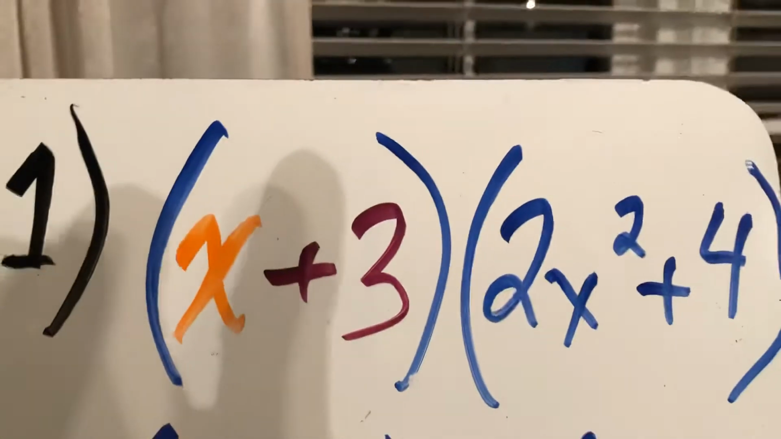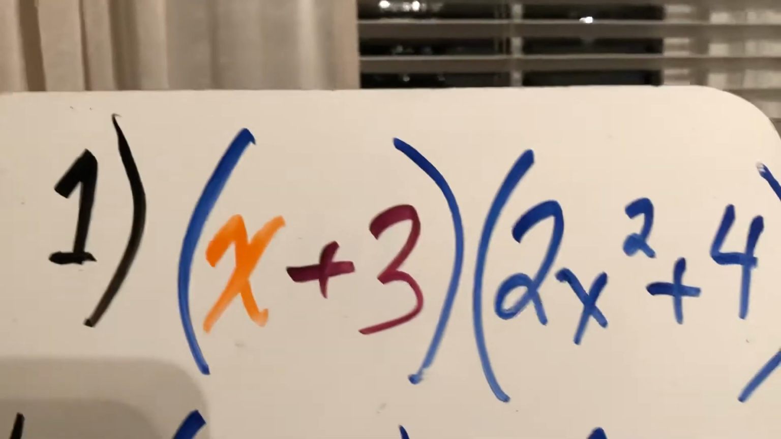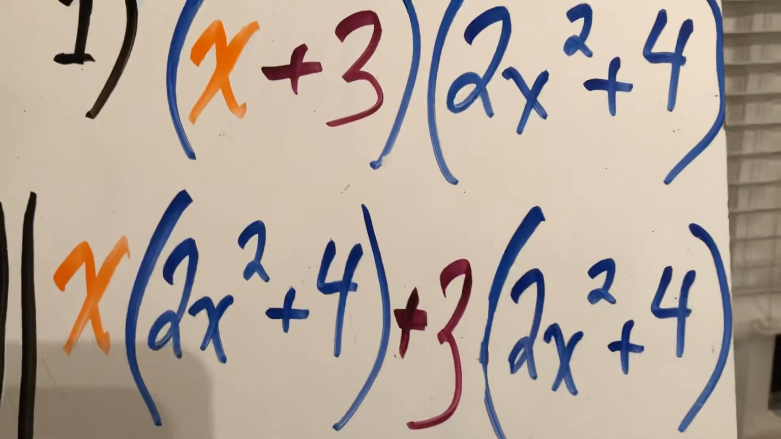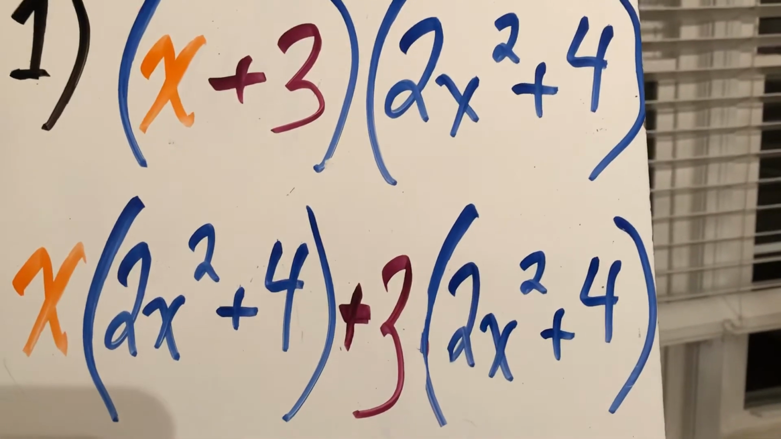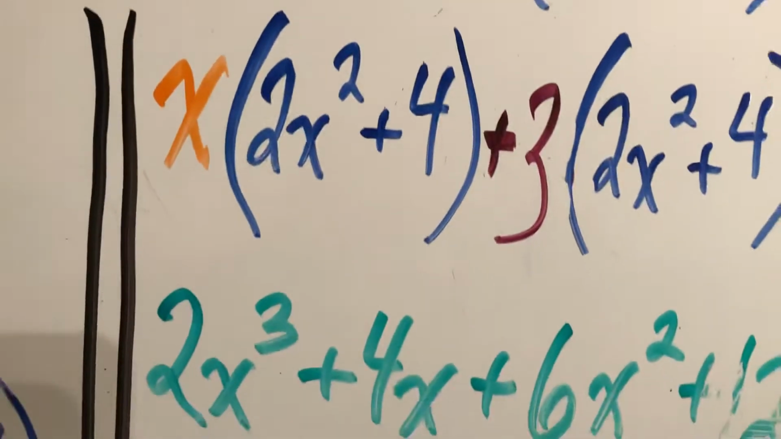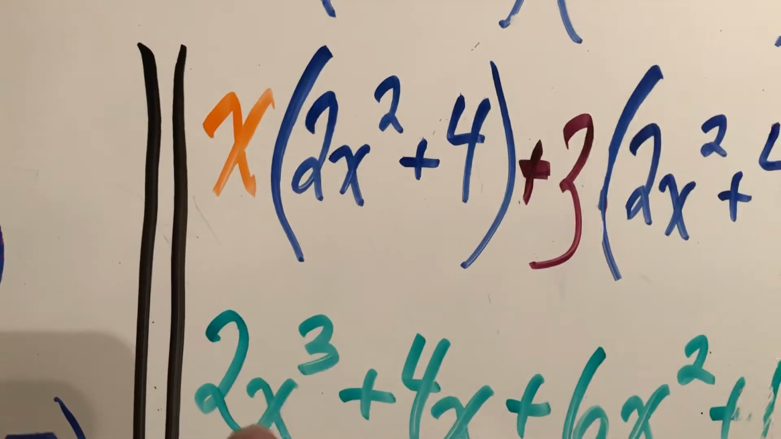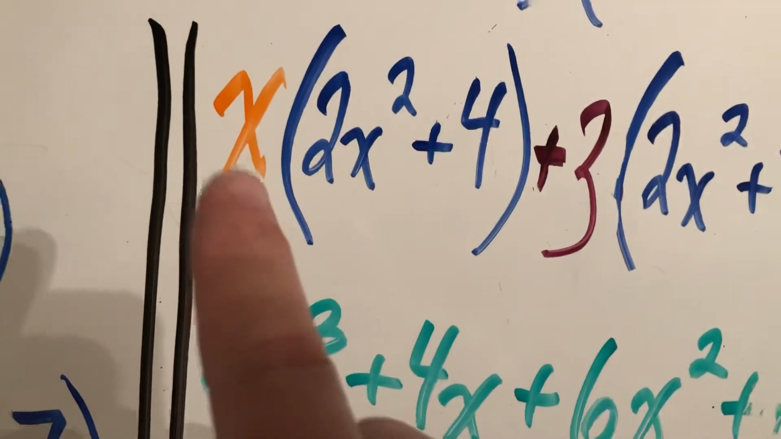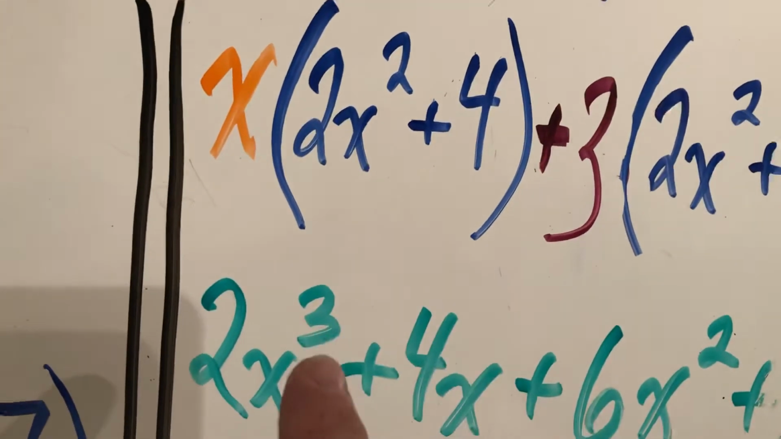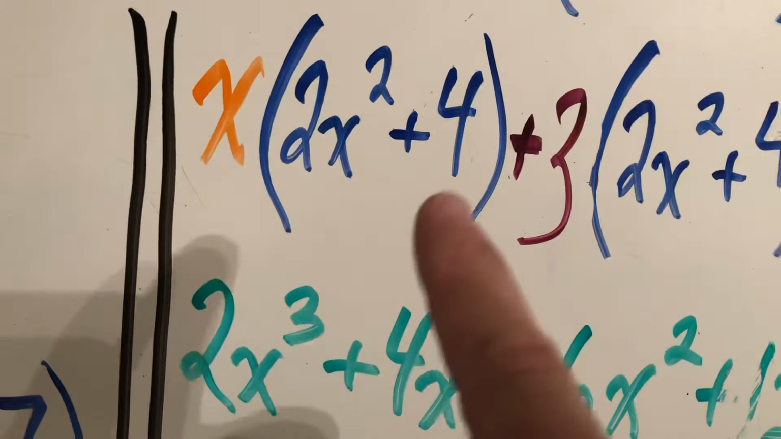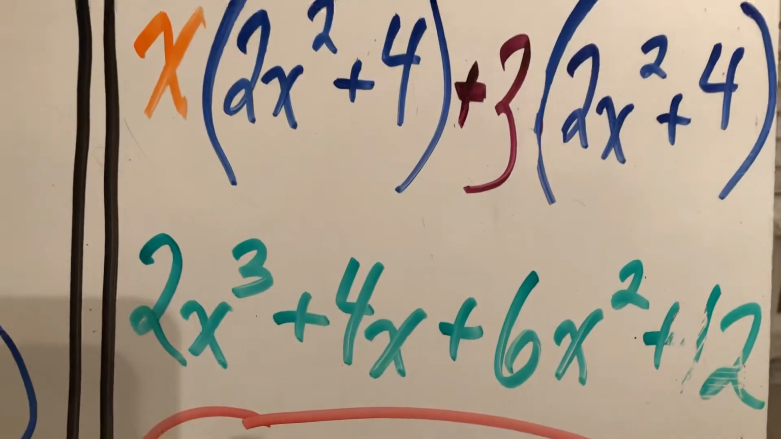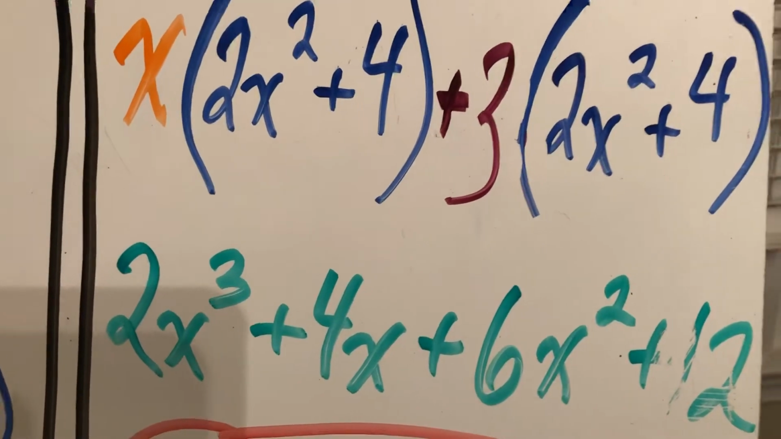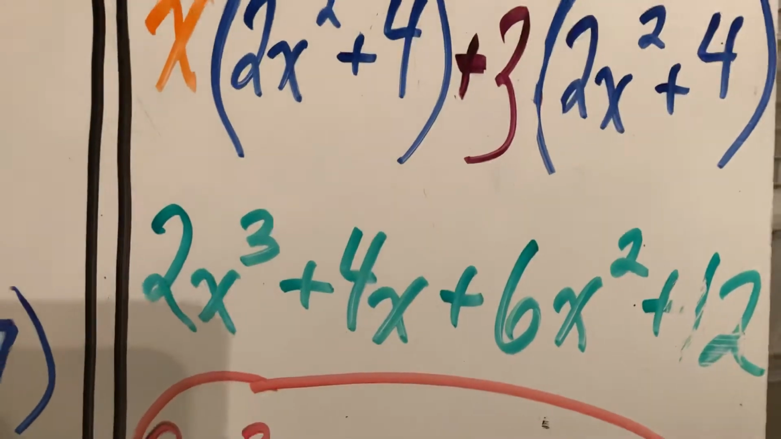Same idea here. X plus 3, 2x squared plus 4. Okay? I'm going to do x times the 2x squared plus 4 plus 3 times 2x squared plus 4. x times 2x squared is 2x to the third, right? Because 1x times 2x, 1 times 2 is 2. But x times x to the second is x to the third. X times 4 is 4x. Over here, 3 times 2x squared makes 6x squared. 3 times 4 makes 12.